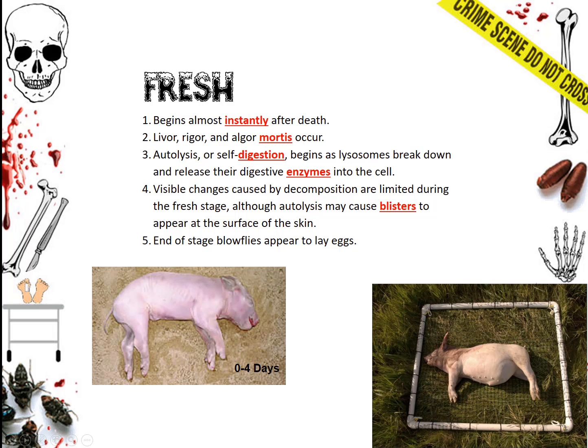So let's start with fresh. Fresh is referring to what happens immediately after death. It starts from the moment of death and it lasts anywhere from 2 to 4 days after that, depending on the situation and who you talk to. During that time, obviously, the post-mortem artifacts that we've already talked about, livor mortis, rigor mortis, and algor mortis, are all going to occur. The digestion of the cells, autolysis, starts to happen as the lysosomes break down and the digestive enzymes leak out of the cells and they start to break down the cells.